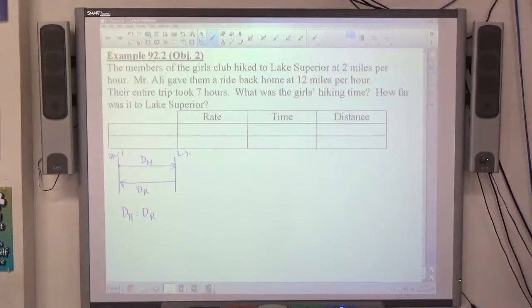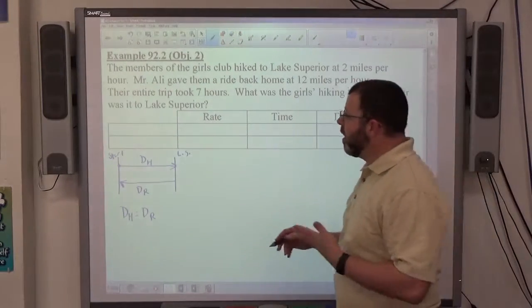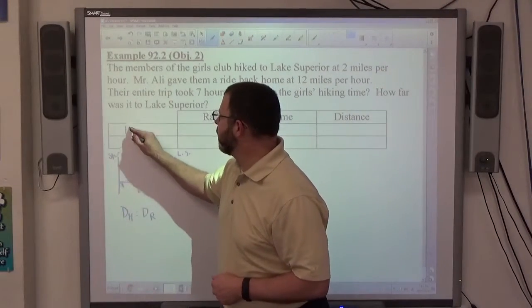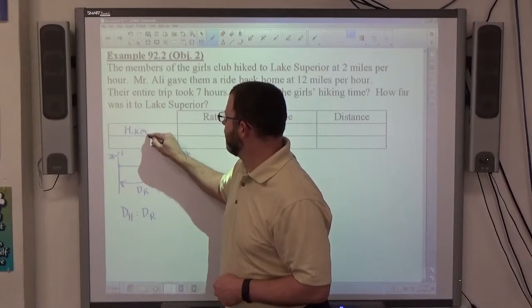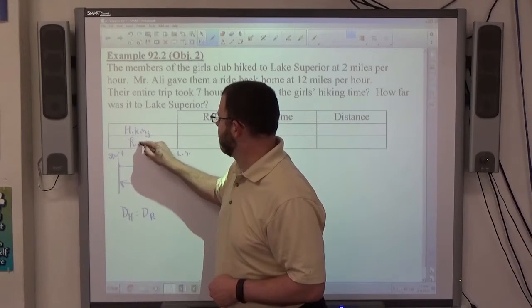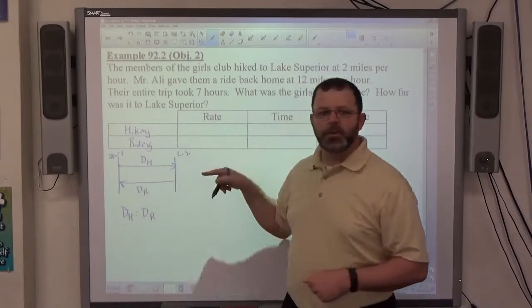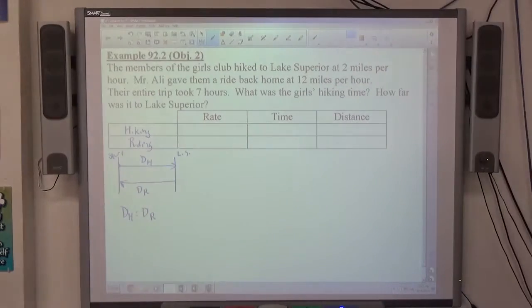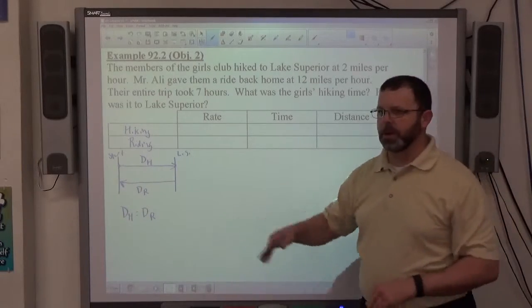The characters in the problem make a round trip. The categories I chose to make were hiking and riding. And again, notice when I drew that picture, I didn't pay attention to time or speed. All I care about is distance when I'm drawing that picture. They went somewhere, an unknown distance, they went back the same distance, distances are equal. That's how we draw the picture.